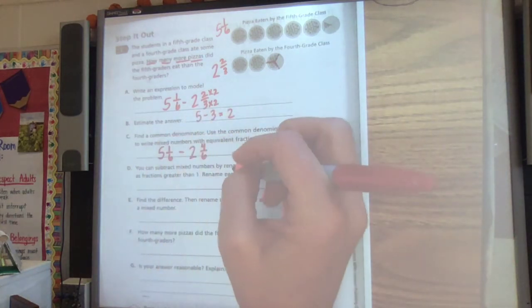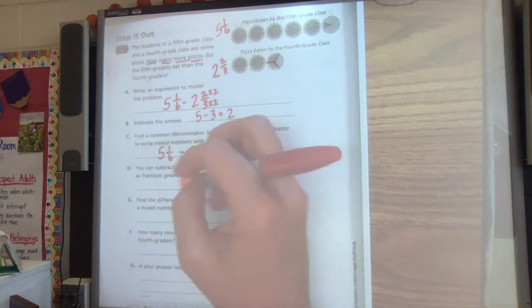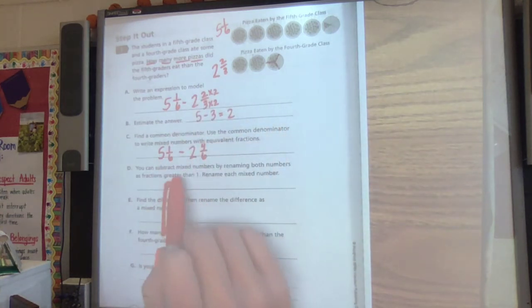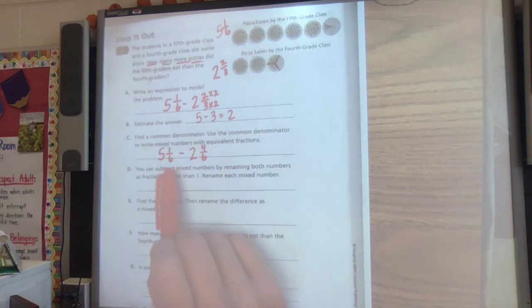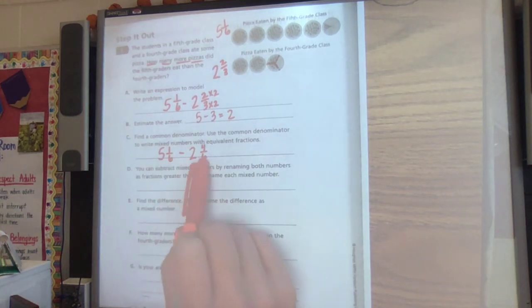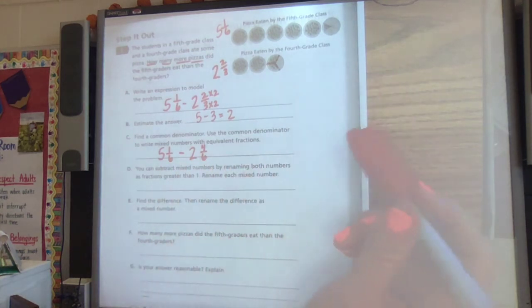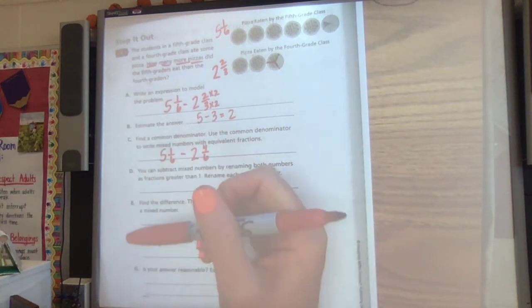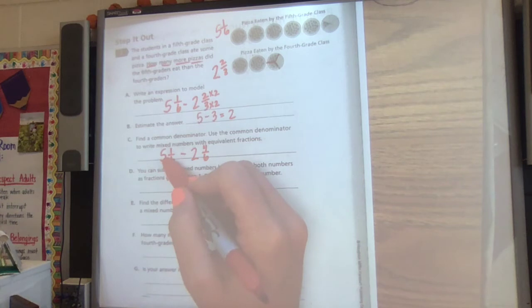You can subtract mixed numbers by renaming both to fractions greater than 1, or improper fractions, because when I look here, 1/6, I can't take 4/6 away from that. But I can use these wholes. This is an amount. This is a value. This is a part of my number. This is my whole number.